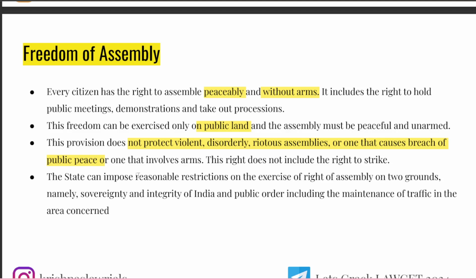The state can impose reasonable restrictions on assembly on two grounds. One is sovereignty and integrity of India. We saw above, integrity in a sense, the positive image of India, the respect of India shouldn't be affected. The other one is public order, including the maintenance of traffic. If me and my friends are assembling, hanging out together, we shouldn't create problems or hinder. Hinder is something like, don't be an obstruction. We shouldn't cause a traffic jam. We should maintain the traffic. And we should maintain the public order as well.